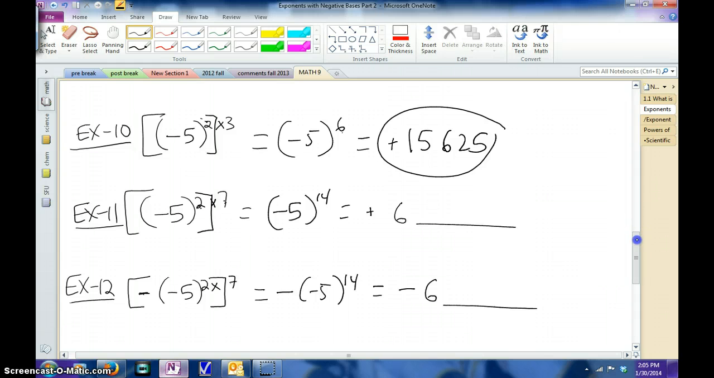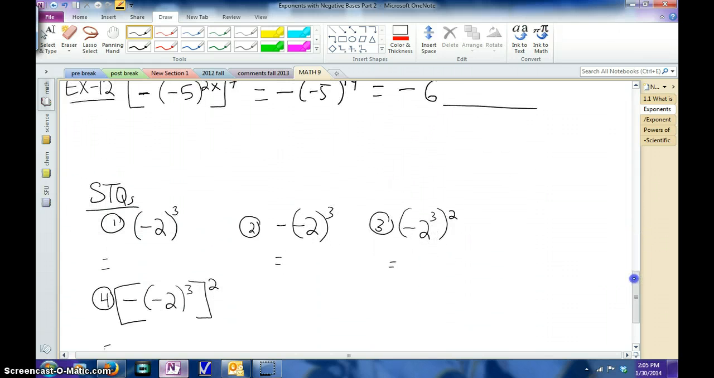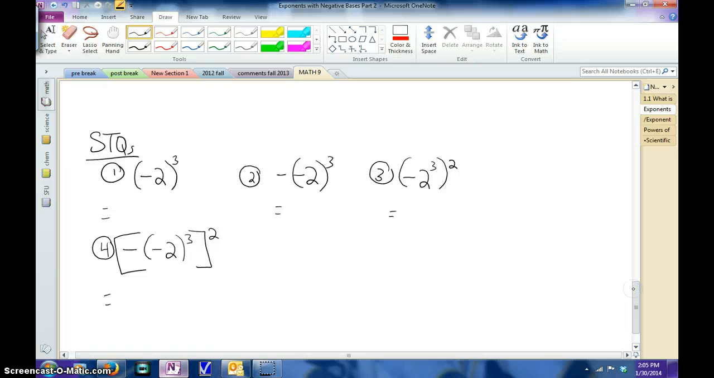All right, so be very careful with the negative signs, especially with these four skill-testing questions. Be very careful with them.